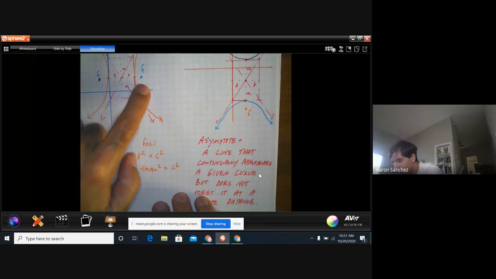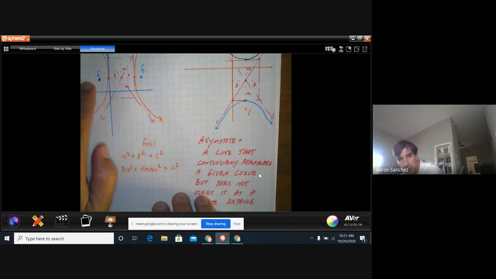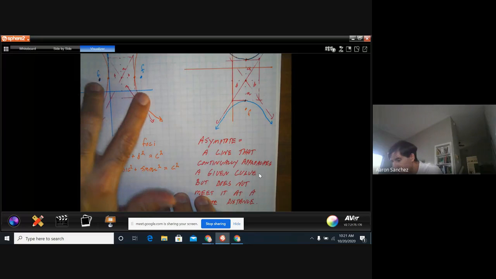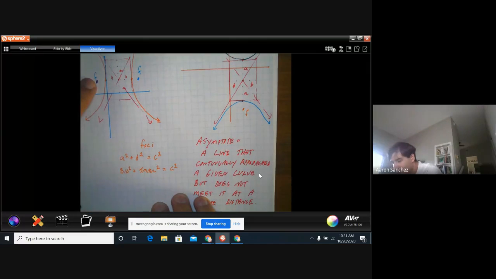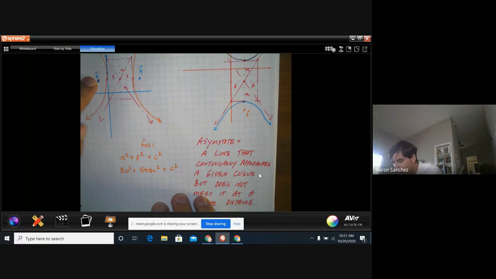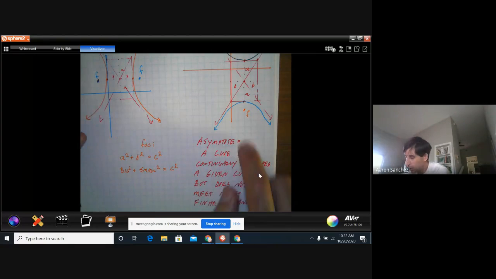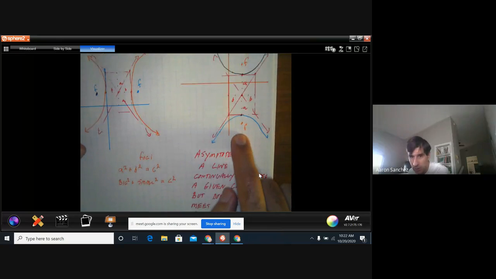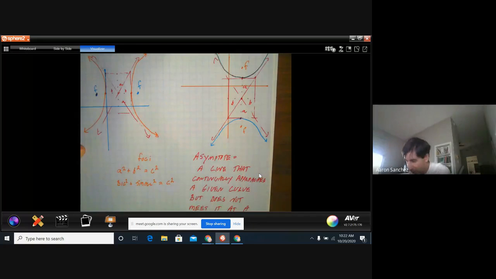They sit inside the hyperbola. Not in the box, but you got to go inside the hyperbola. The foci are here for this one right here. Foci: a squared plus b squared equals c squared, or big squared plus small squared equals c squared. Remember, the a and the b are the denominators.